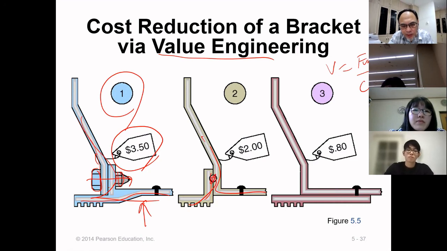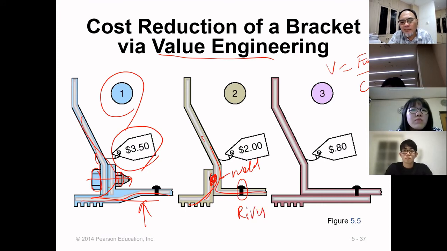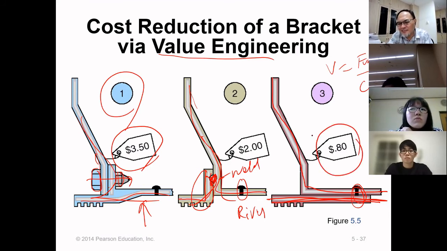So this method is welding. This is rivet. But there are two components: one is this shape and one is this shape. You see the evolution. Rather than having this shape, you make it flat, straight, and make this part with riveting only. No need for welding. 80 cents. So it makes sense to do value engineering to reduce costs.